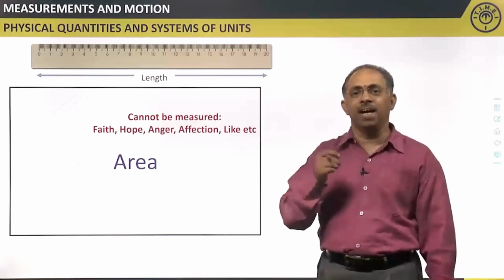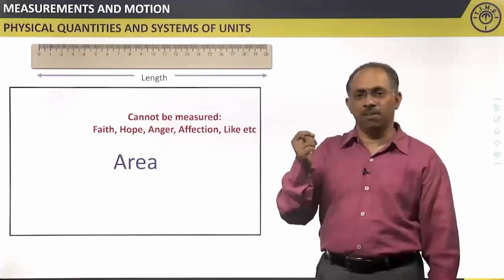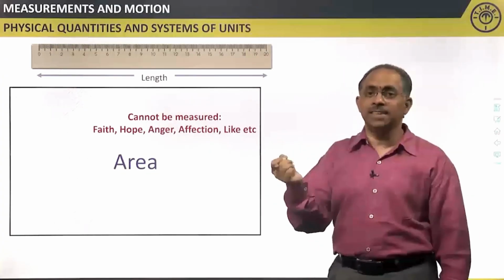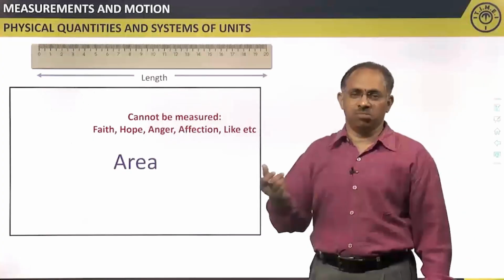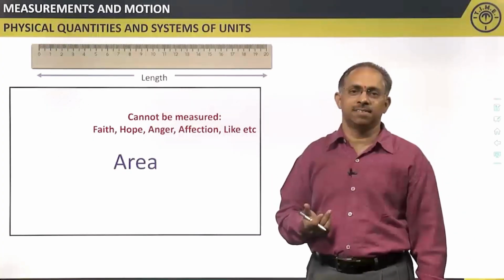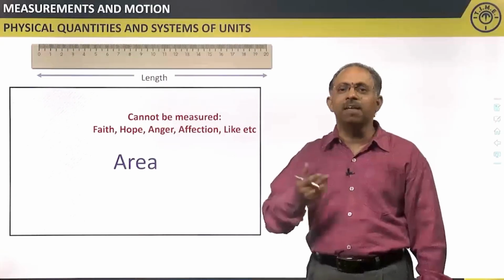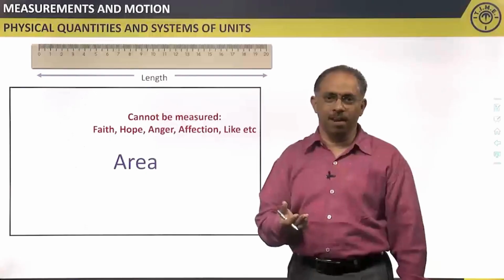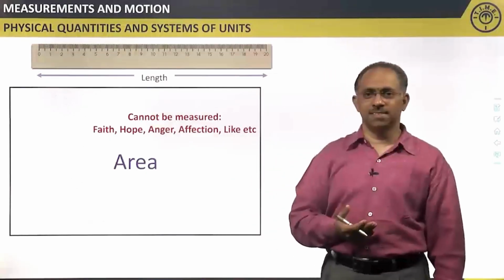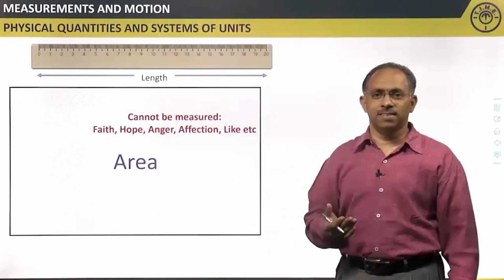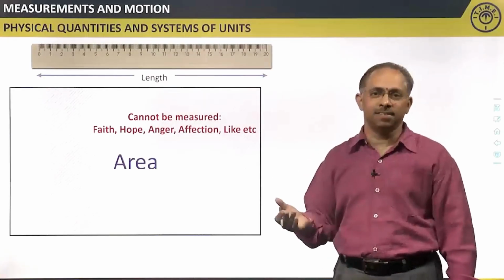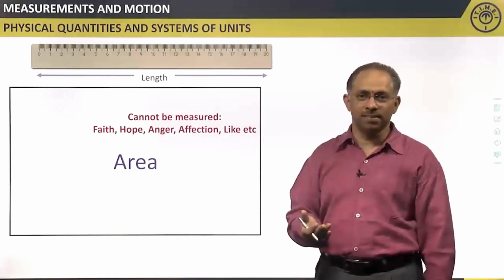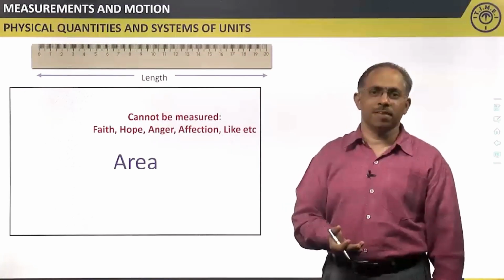If I am liking this particular vanilla ice cream, I like it very much. When I say I like it very much, I cannot say how much I like it, right? A particular flavor of an ice cream or a particular dish, how much you like it? You cannot say. In the same way you like your friends or your parents, you cannot say how much you like them.